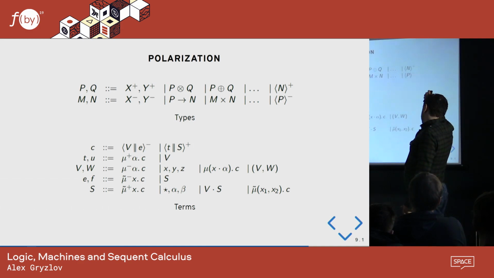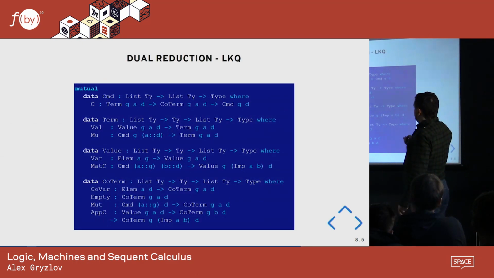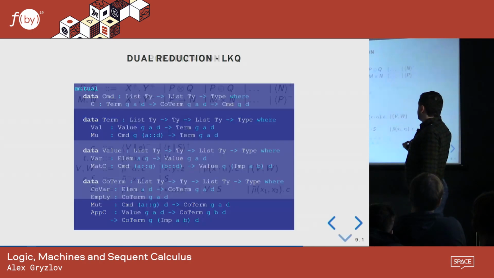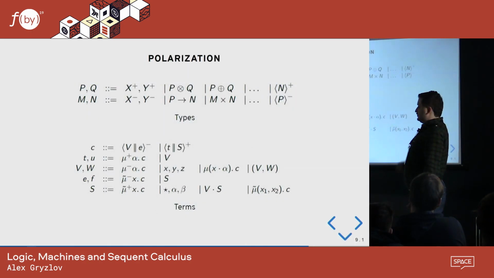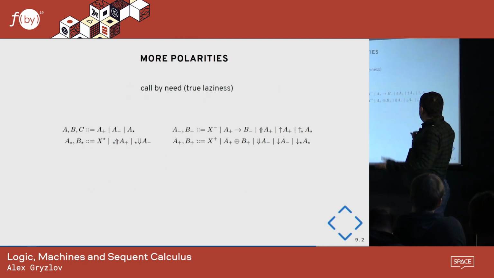There are some more interesting things you can add on top. When we did this dual reduction, we forced the strategy into the structure of our system. We can also polarize the terms, which means switching the strategy on the fly, annotating the types with lazy or strict. We can add more polarities.